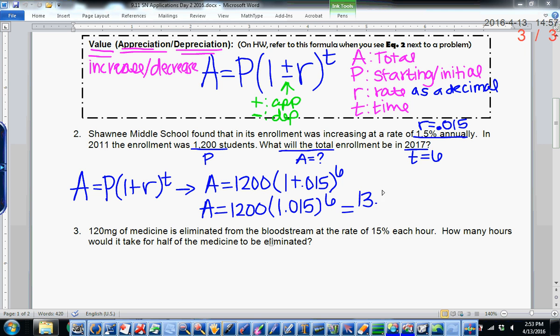All right, when you type it in, you should get 1312.132. So we're going to say 1312, and we are talking about students. So, if that was my test, would you have to do 13 and still get credit? Because you can't have more than a person, so you'd have to round down. Yeah, that'd be fine.